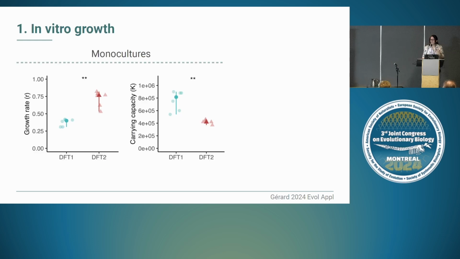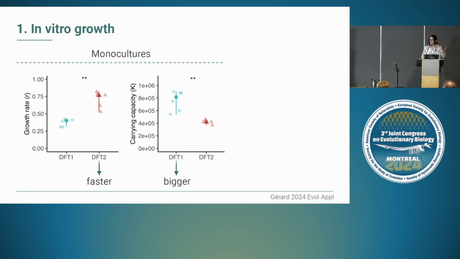So in monocultures, you can see in red DFT2 and in blue DFT1. And you can see that the growth rate for DFT2 is approximately twice as high and significantly higher than for DFT1. So we know that DFT2 grows faster. And then when looking at carrying capacity, we can see that DFT1 is able to reach higher cell densities than DFT2.